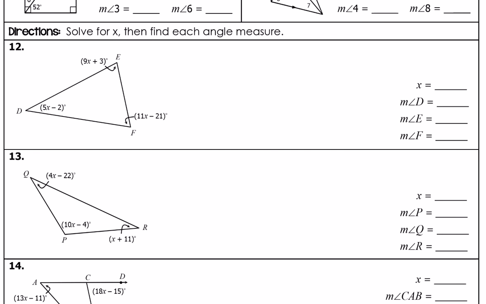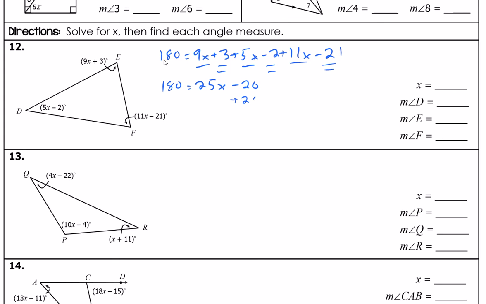These problems can also be used with algebra type problems, such as number 12. We have all 3 interior angles, which means they all have to add up to 180 degrees. So that's how we're going to set this problem up. 180 equals 9x plus 3 plus 5x minus 2 plus 11x minus 21. Combining like terms, we end up getting 25x minus 20 equals 180.